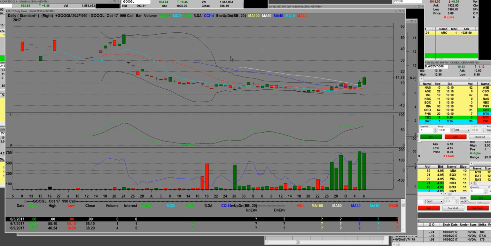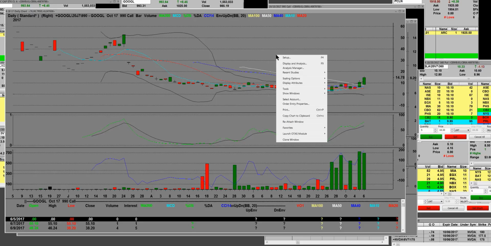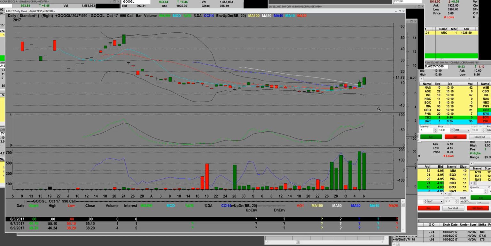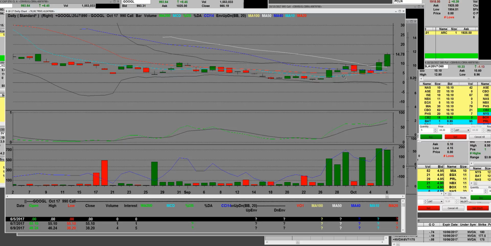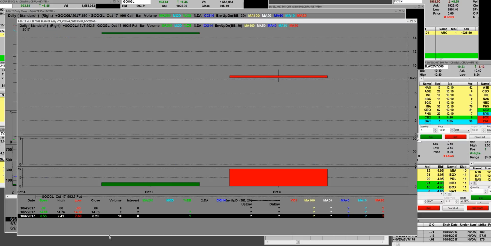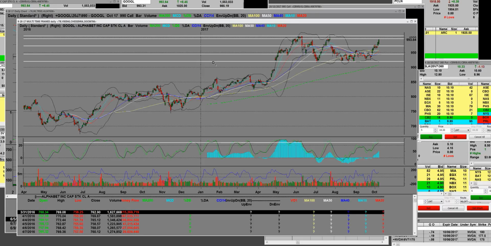I'm going to go back here to the 990 call. When Google pulls back, we're going to buy the calls that have made a good move versus the 995 put that we have shown over here. So you build one position and then you build the next. I'm going to conclude that Google is in a very strong trend to the upside.